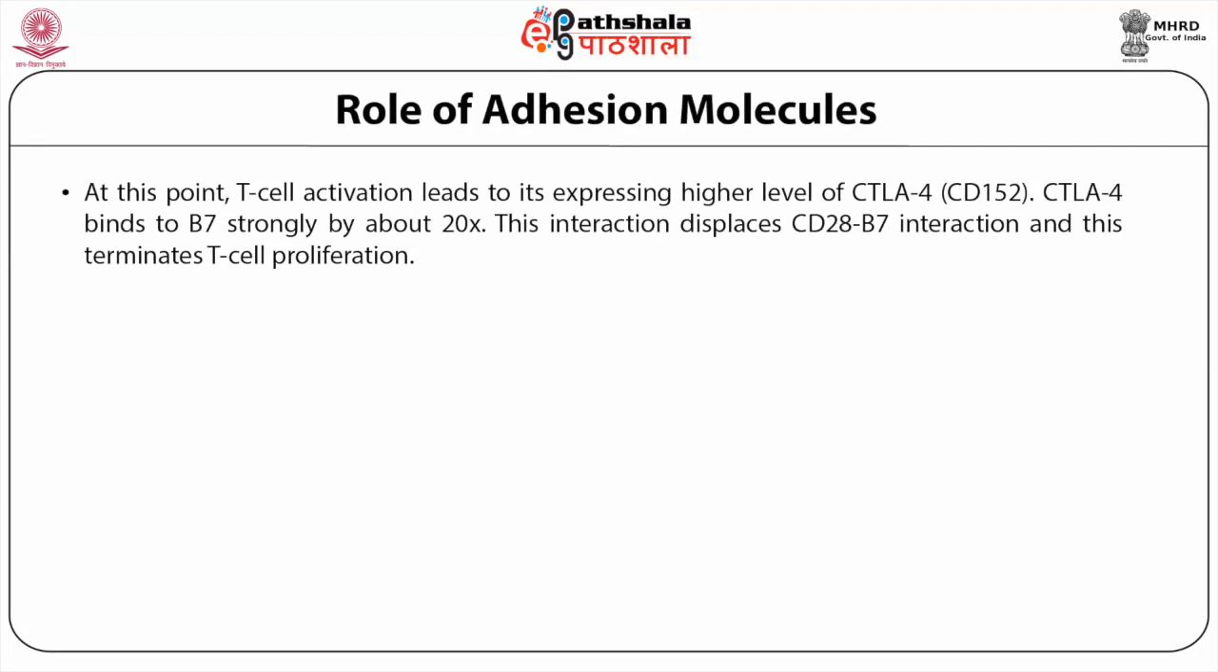At this point, T cell activation leads to expressing a higher level of CTLA4. CTLA4 binds to B7 strongly, by about 20 times. This interaction displaces the CD28 and B7 interaction, and this terminates T cell proliferation.